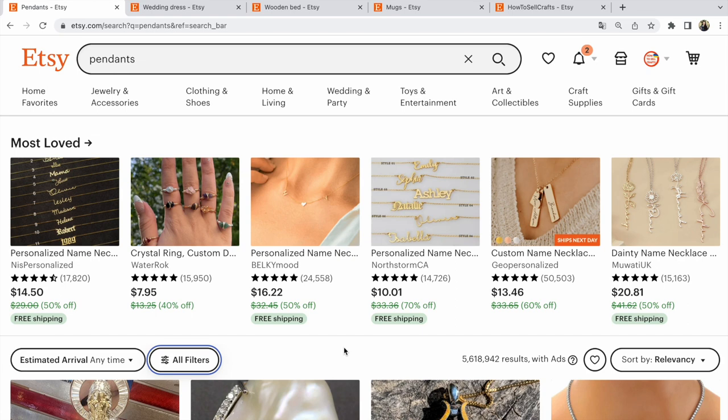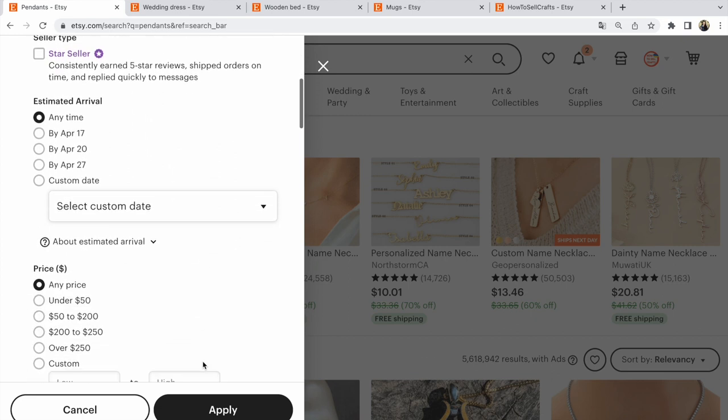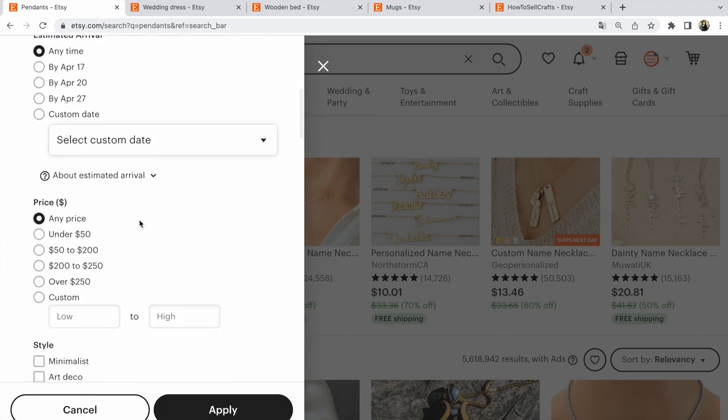We open Etsy, write your products in the search. After that, click on all filters. In all filters, we need to find price. What do you see? Under 50, 50 to 200, 200 to 250, over 250, and it could be more. For different items, there is a different price line.